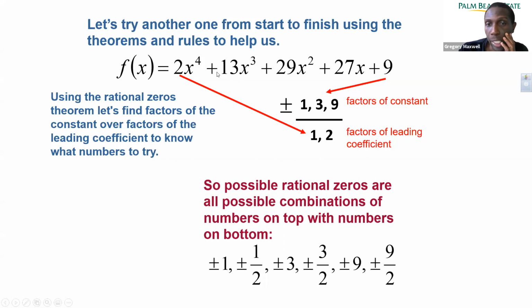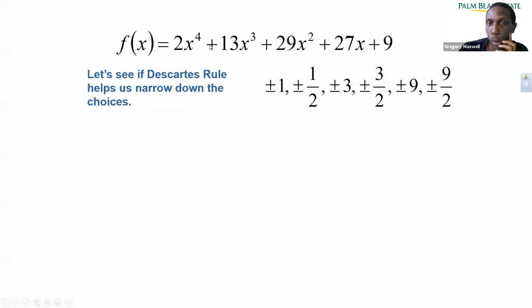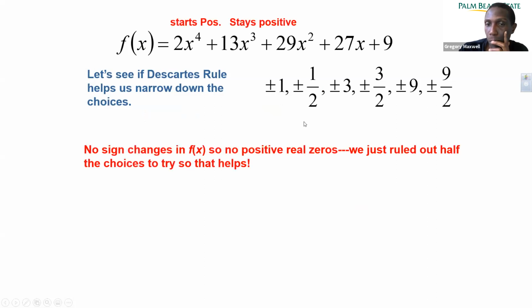Now, if you look at this expression, you realize that there's no sign change. They're all positive, which means there is no positive zero for this polynomial, which allows me now to say, wait, no positive zeros. I only have to check negative numbers. So then my rational zeros are only possibly negative 1, negative half, negative 3, negative 3 over 2, negative 9, and negative 9 over 2.